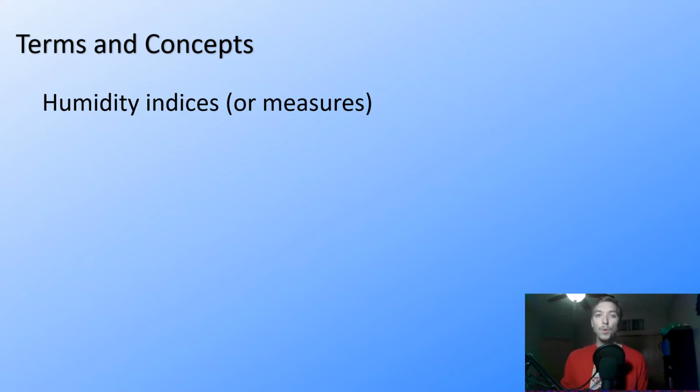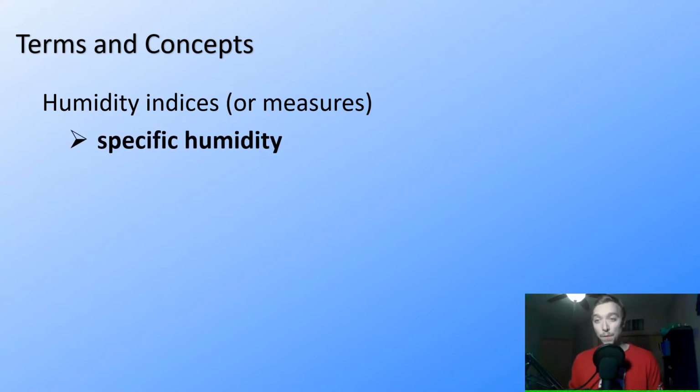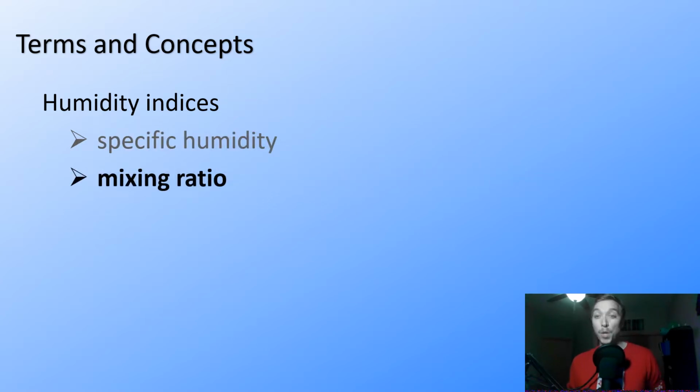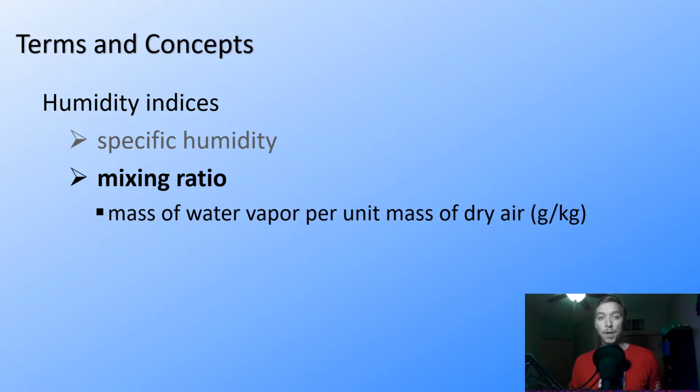So how do we look at humidity indices or measures? We talk about specific humidity, so the mass of water vapor per unit mass of air. We usually look at that in grams per kilogram. We talk about mixing ratios. So the mass of water vapor per unit mass of dry air, and again, grams per kilogram.